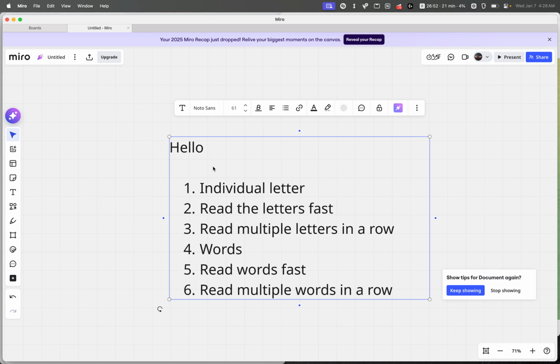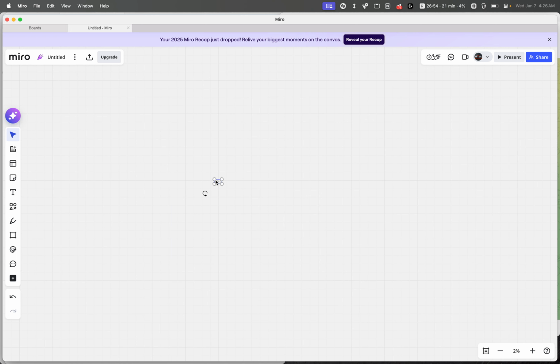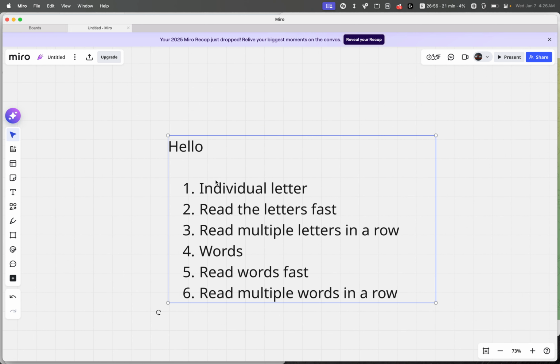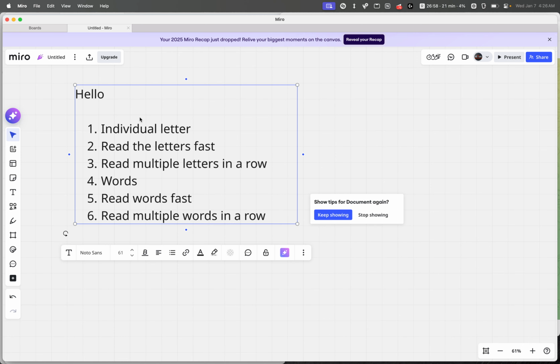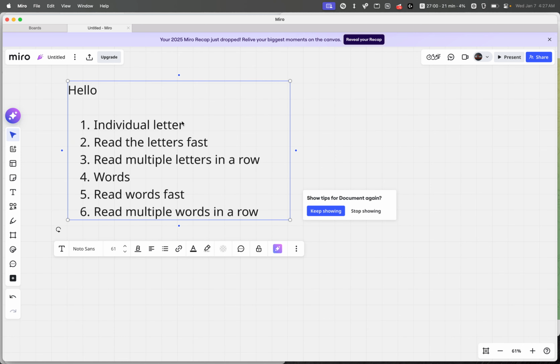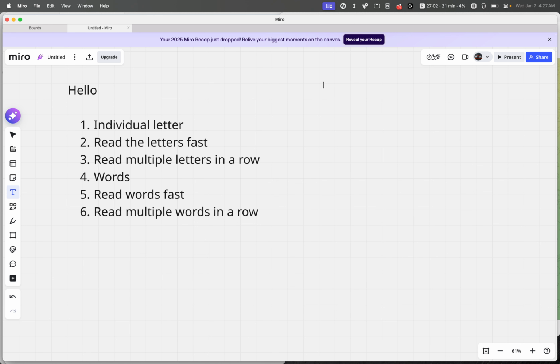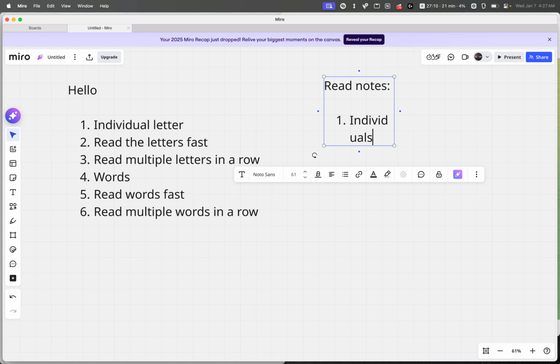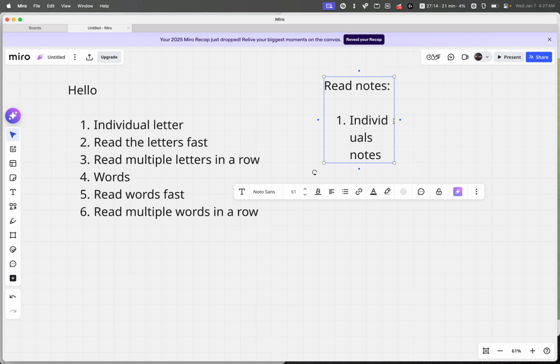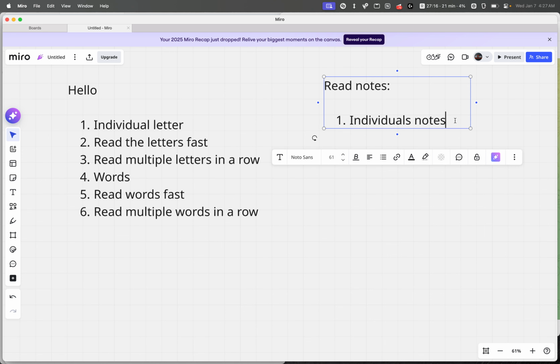You start by reading individual letters, then you can start reading the letters faster. So that's pretty much how you read the letters. Now, same thing for the notes. The only way for you to be able to read the notes is if you can read individual notes, okay, and then you do the same thing.